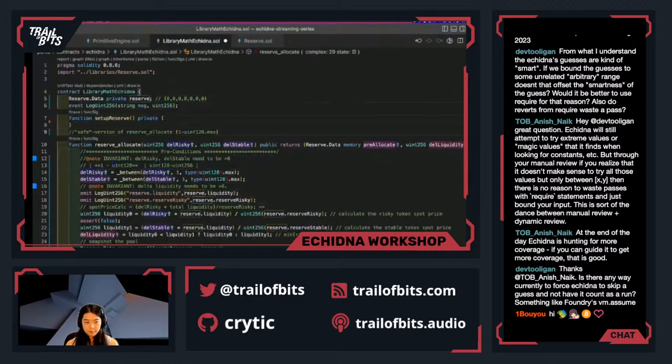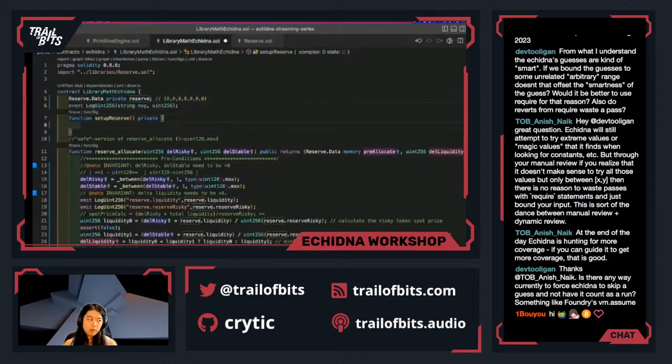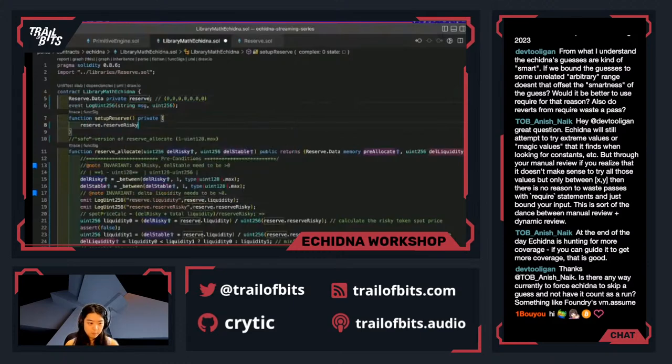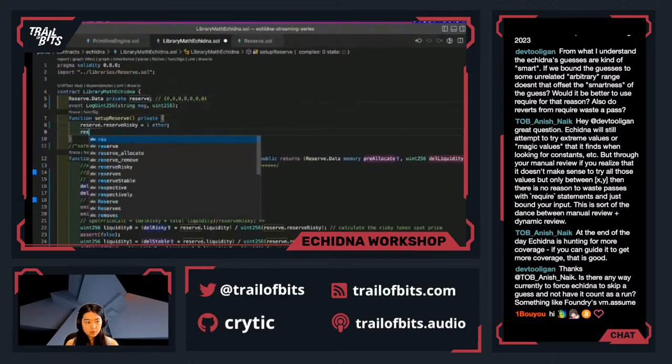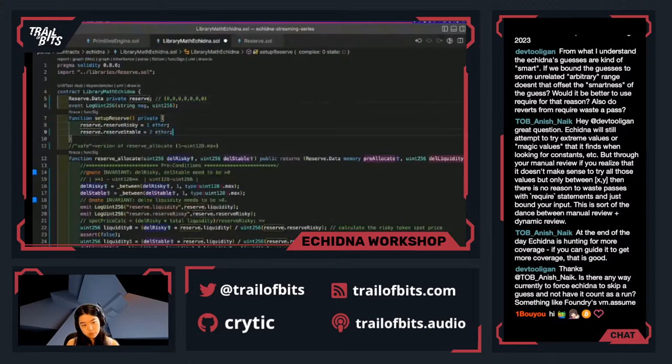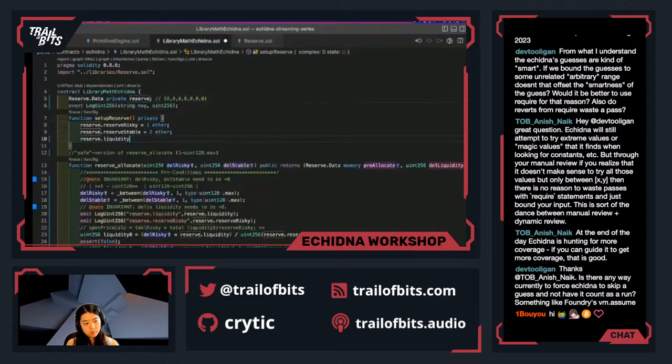This is a pretty simple fix. We can just set up the reserve and mock that input as well. So we can just say reserve risky is equal to say one ether, reserve stable is equal to two, and reserve liquidity is equal to three. This gives us at the very least a starting value that we can use to actually calculate the spot price of these two tokens.